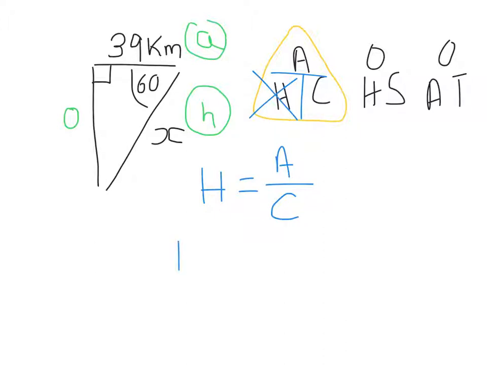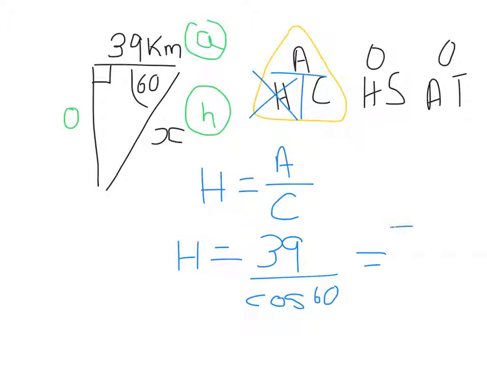So H is equal to A is 39 divided by cos of my angle, which is 60. And if I put that on my calculator, 39 divided by cos of 60 is equal to 78 kilometres.